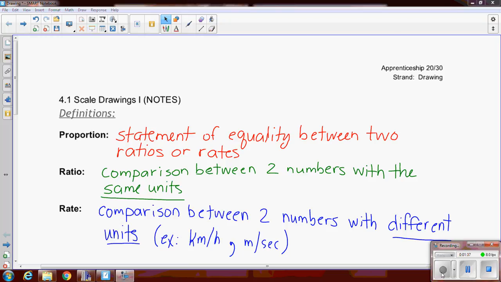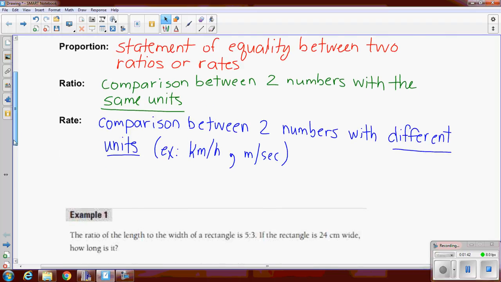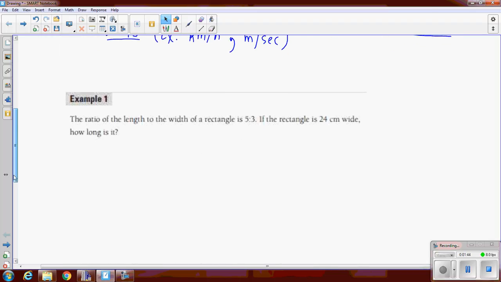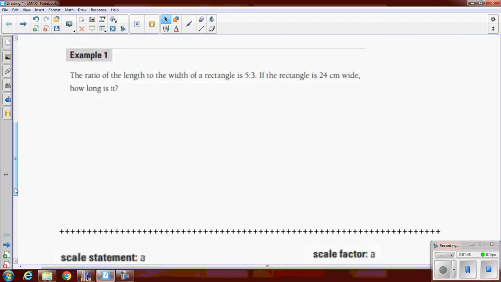We're going to start using these definitions in this lesson and in lessons that follow. So we'll look at the first example here. Example 1 says, the ratio of the length to the width of a rectangle is 5:3. So this right here is the ratio, 5:3. If the rectangle is 24 meters wide, how long is it?